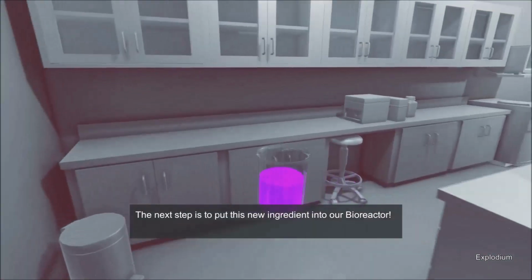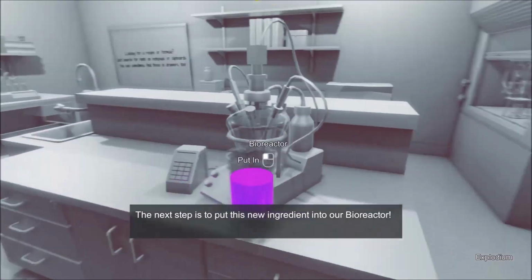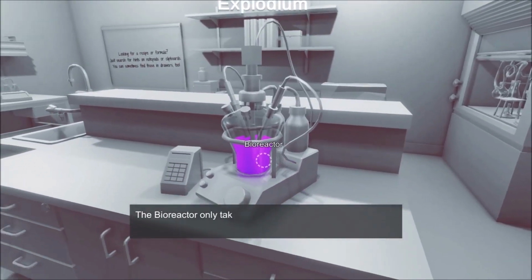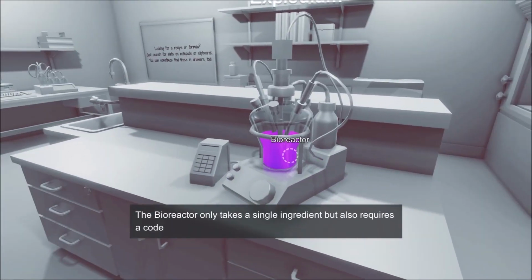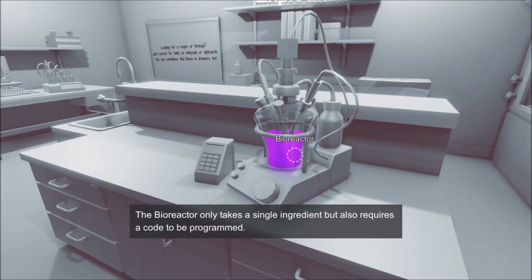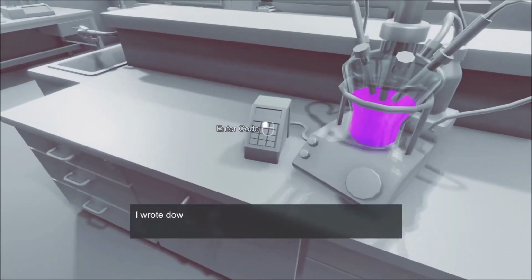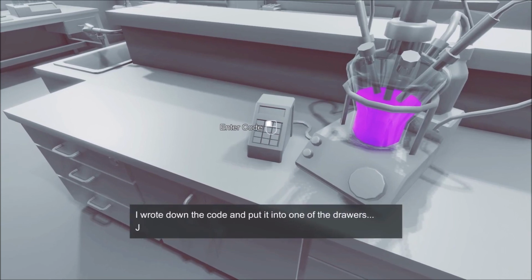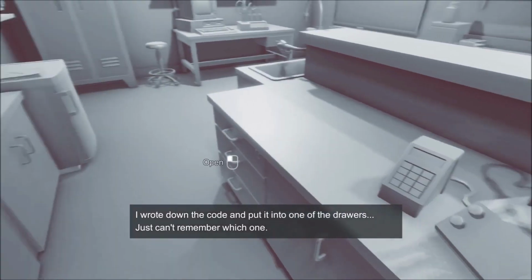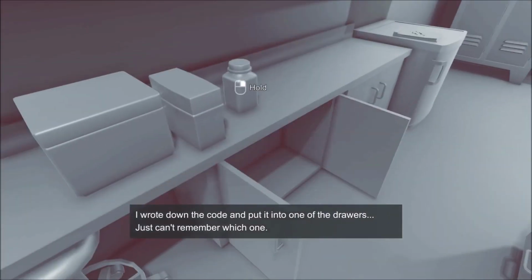Put it into the bioreactor. Okay. Put in. Only takes a single ingredient, but also requires a code to be programmed. Which I'm guessing is this right there. I wrote down the code and put it into one of the drawers. Just can't remember which. Oh, that's a lot of help.